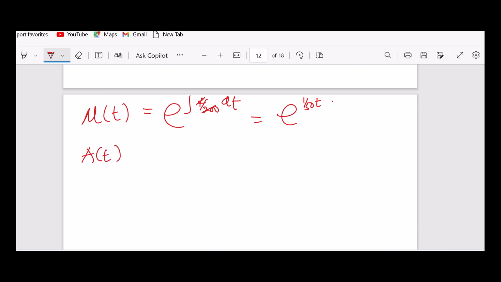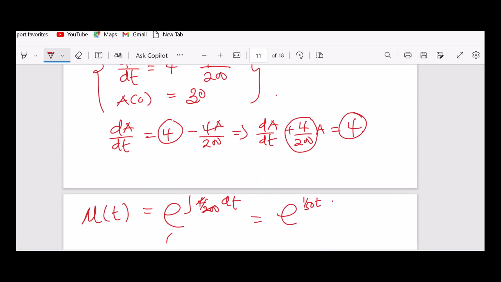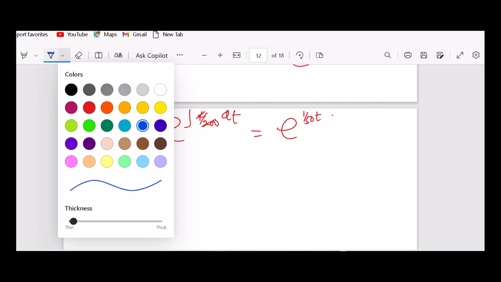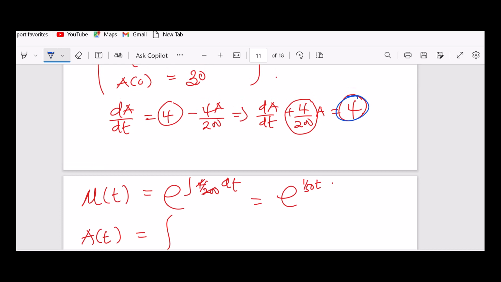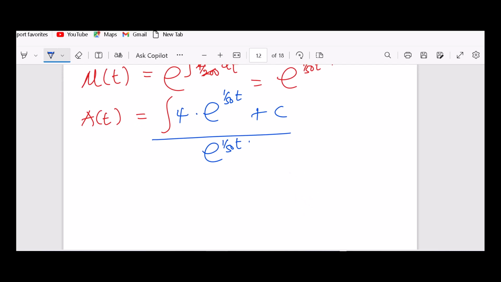So A of t will become the integral of q of t. What is q of t? That is just the 4 that is here. So this 4 here is our q of t. So we have 4 times the integrating factor, which is e power 1 over 50 t, plus c, all this over e power 1 over 50 t. Okay. 4 divided by 200 is 1 over 50.